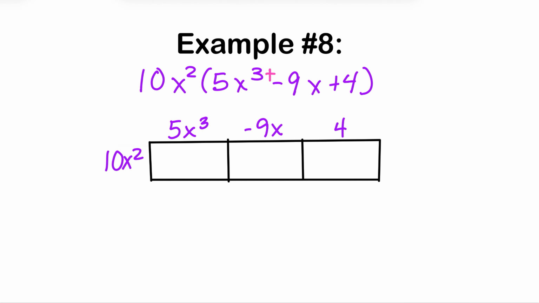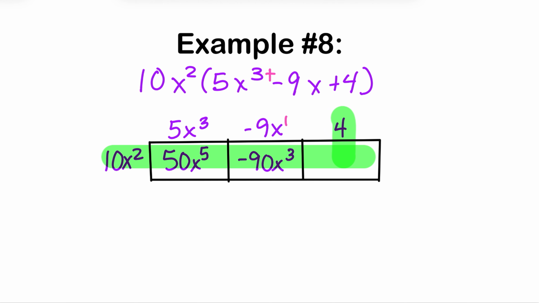10x squared times 5x cubed. When you do the 10 times 5, that gives you 50. X squared times x cubed, because they have the same base, we add their exponents. So that gives us an exponent of 5. Now multiply 10x squared times negative 9x. 10 times negative 9 gives us negative 90. X squared times x gives us x cubed. We had to add the exponents.